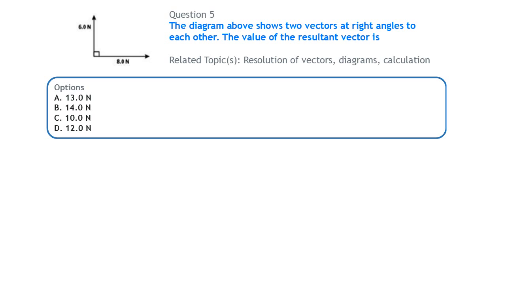If you look at these vectors here, we can tell that this is force, because the unit here is Newton. That's the unit of force. So we have two forces acting perpendicular to each other. How do we calculate the resultant vector here, or the resultant force here?